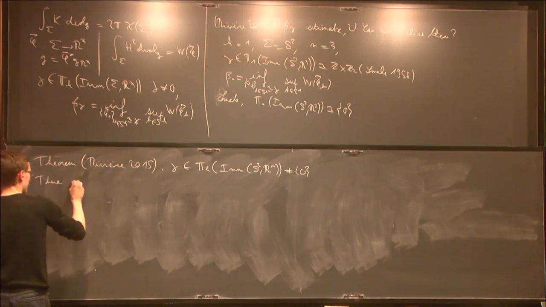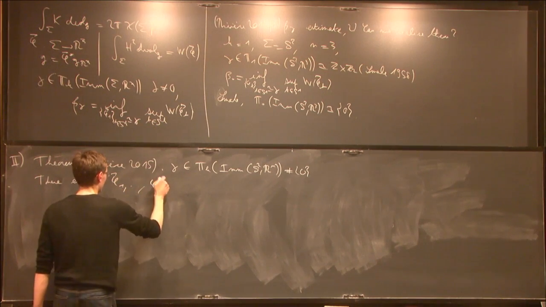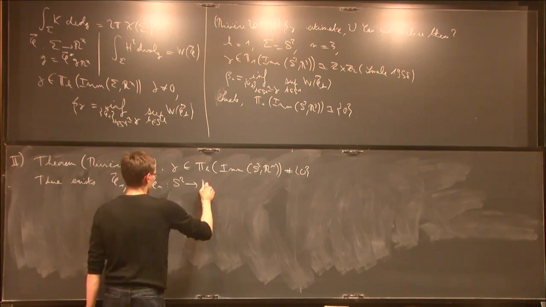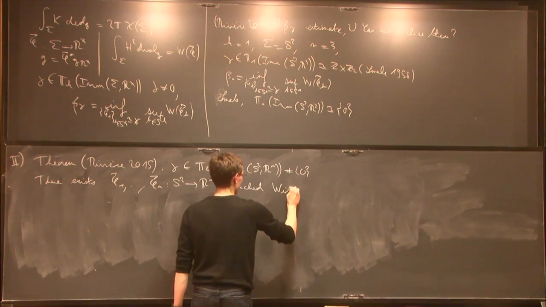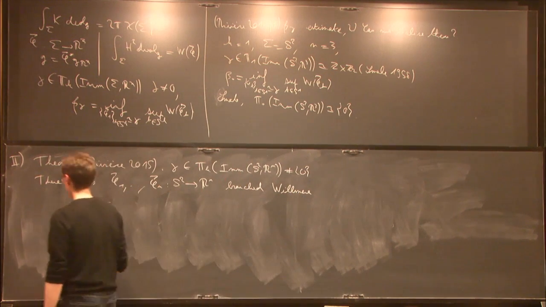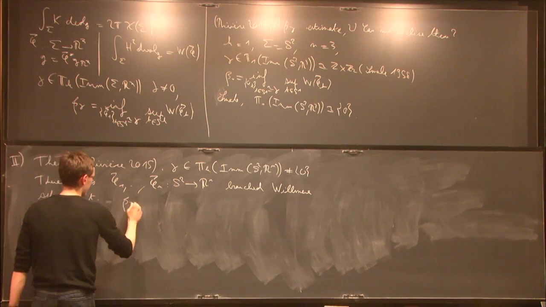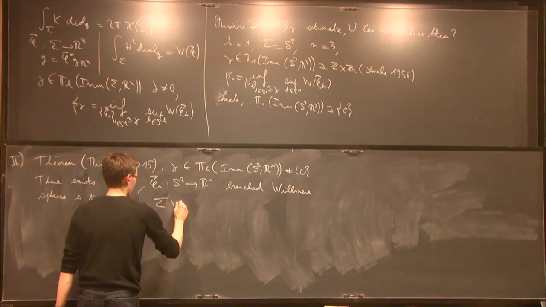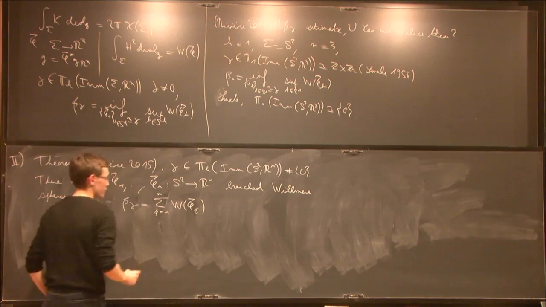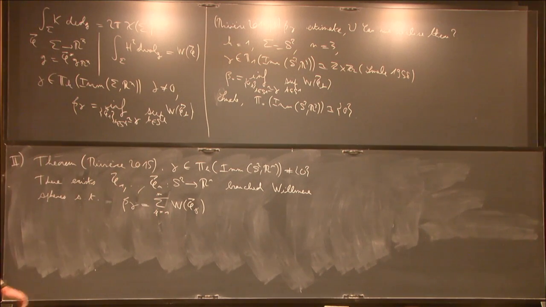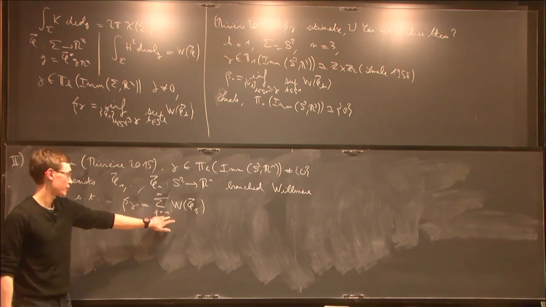Then there exist phi 1 to phi m, which are branched Willmore spheres, such that you realize the width. That is, it's the sum of the energies of the phi j. So here, as in Almgren-Pitts theory, you have some multiplicity which doesn't come from the immersion, but you may have multiple branched immersions realizing it.